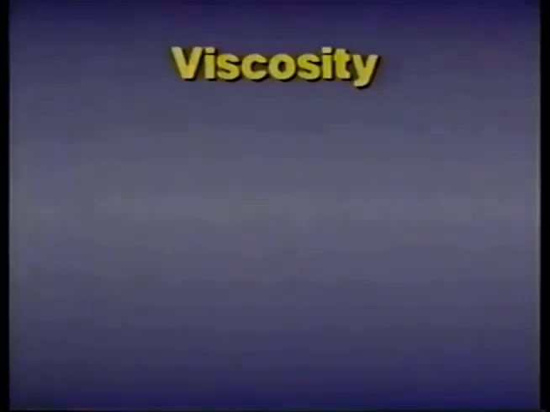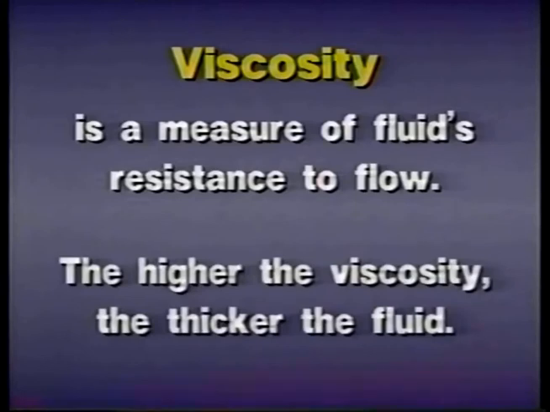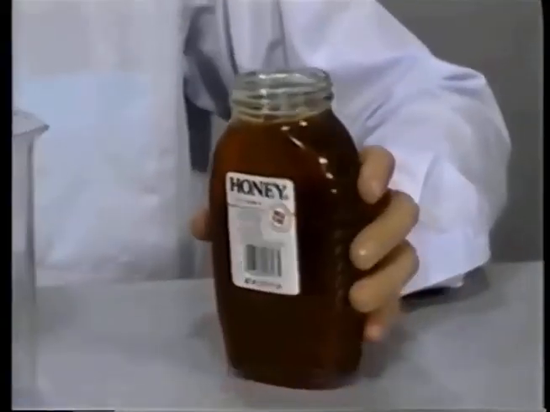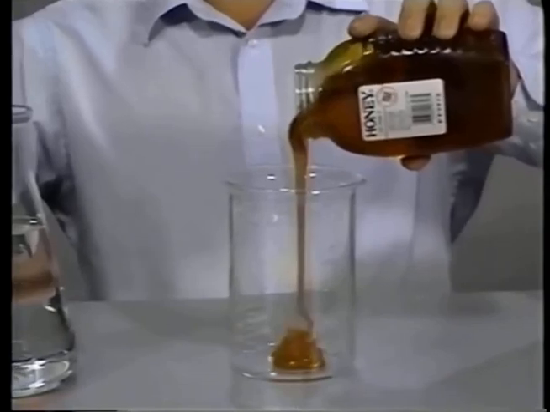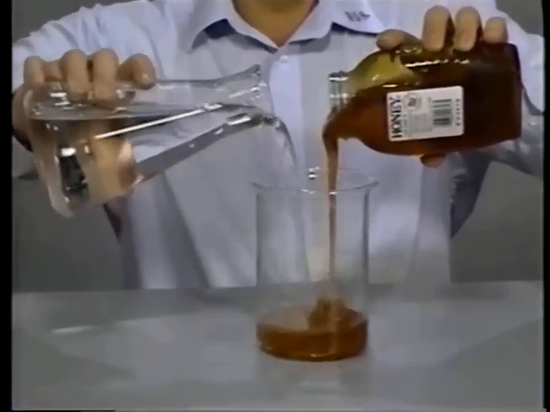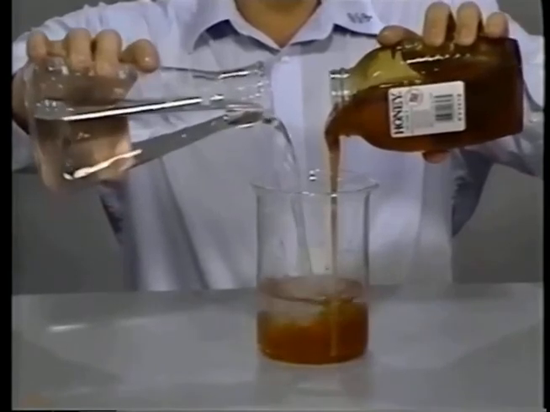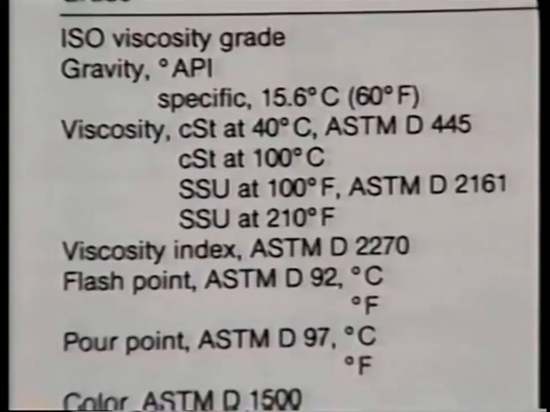The other characteristic of hydraulic fluids we need to consider is viscosity. Viscosity is a measure of the fluid's resistance to flow. The higher the viscosity, the thicker the fluid and the slower it flows. When thinking about viscosity, think how honey pours slowly when compared to a fluid like water. We say honey has a high viscosity because it takes a long time to pour, and water has a low viscosity because it takes less time to pour.